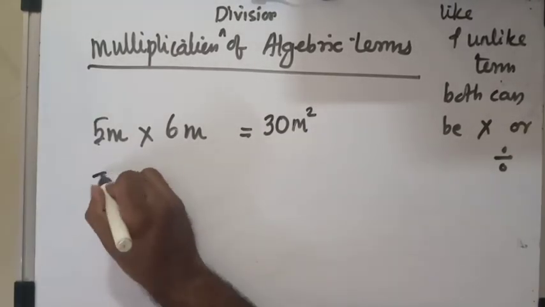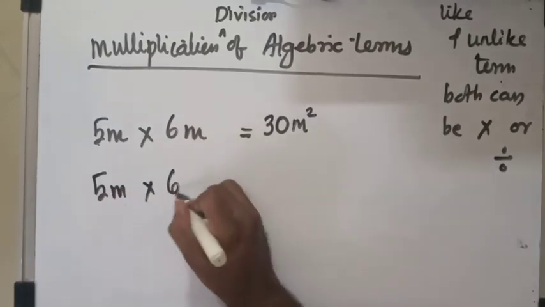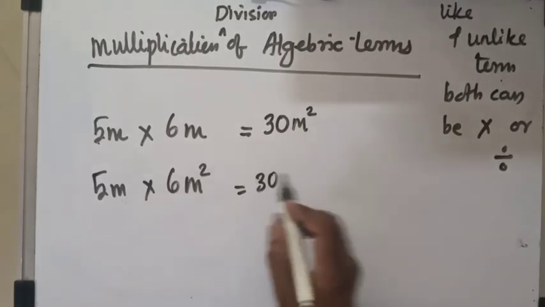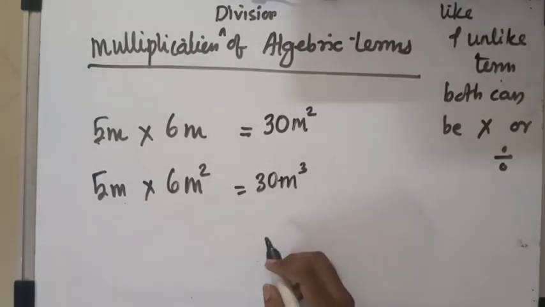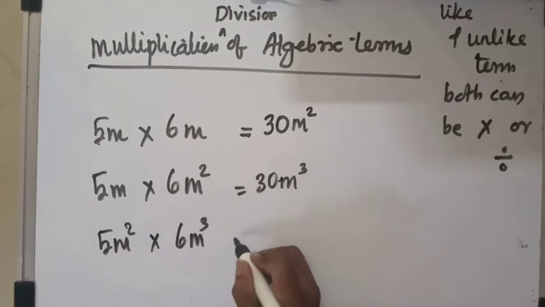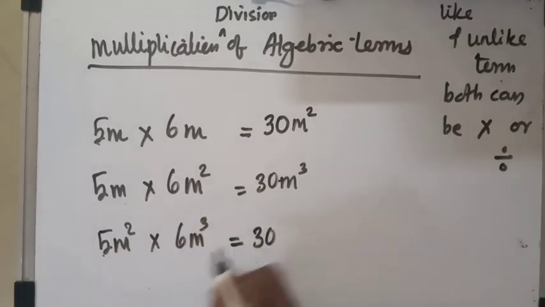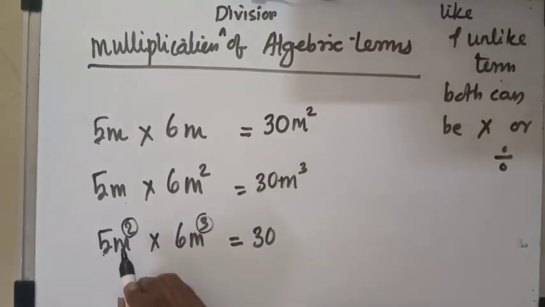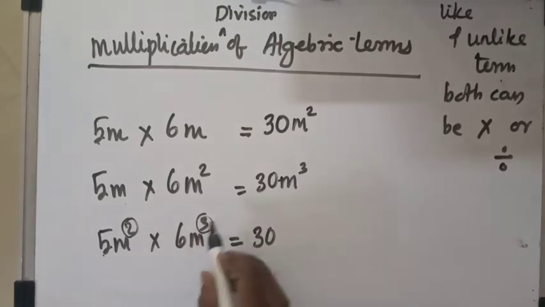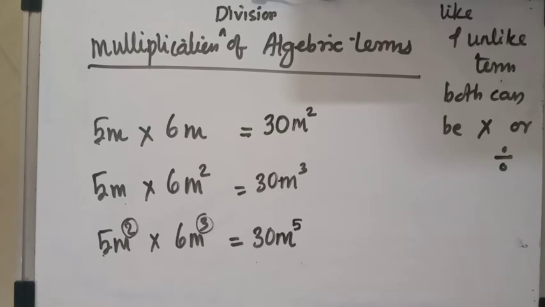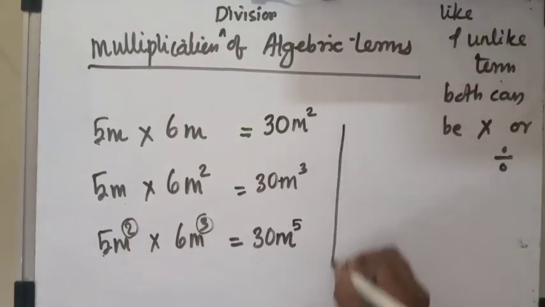In the same way, if it is 5m into 6m square, 6 5s are 30, but m into m square will be m cube. Say if it is m square and this is 6m cube, 6 5s are 30, but m square into m cube, you need to add the degrees. So m square into m cube will be m raised to 2 plus 3, 5. m raised to 5. Okay children? This is how you multiply algebraic terms.